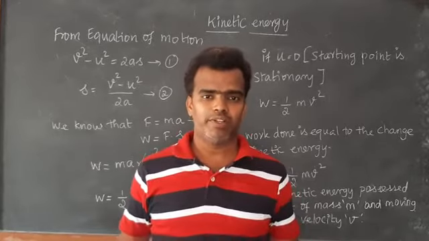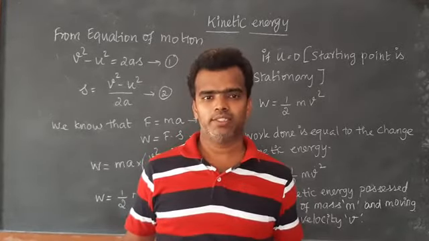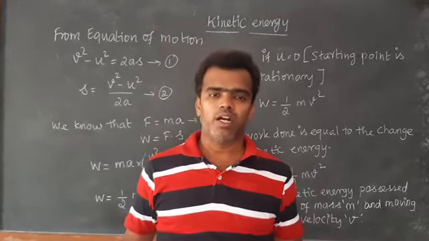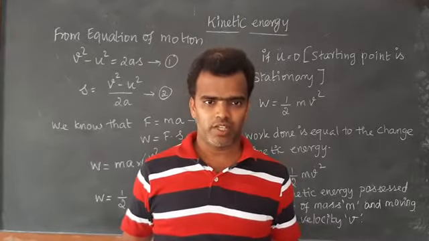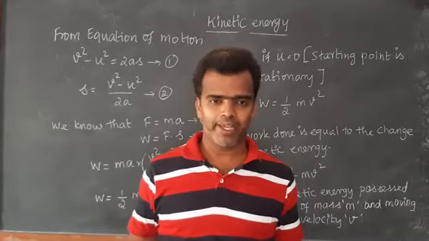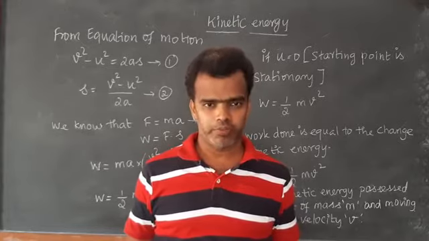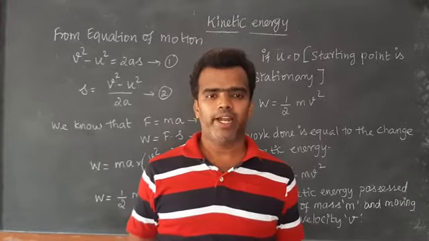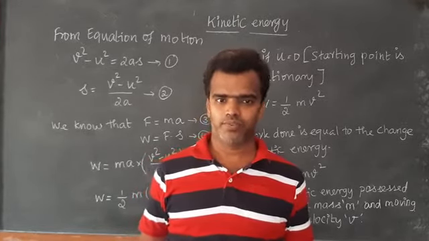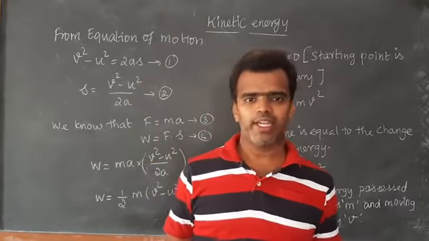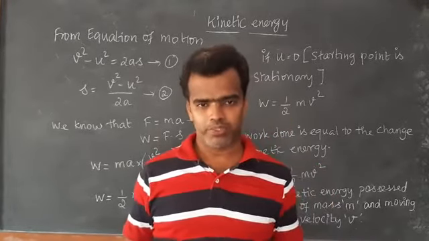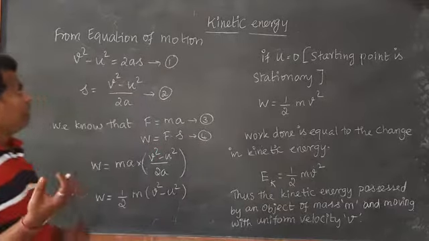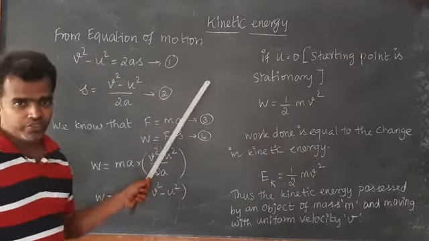Consider an object of mass m. It has constant velocity. How does it attain constant velocity? We apply a constant force to that object so that it attains some velocity. So we are going to calculate the kinetic energy of a moving object from the equations of motion.